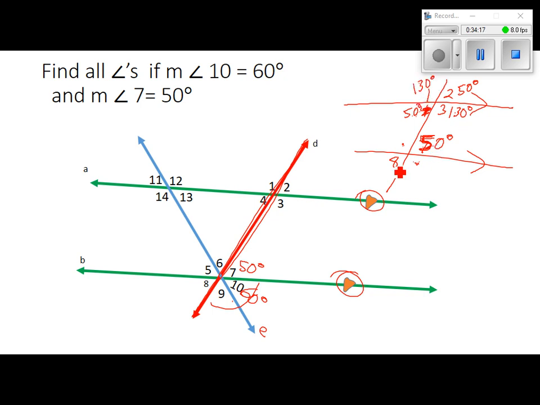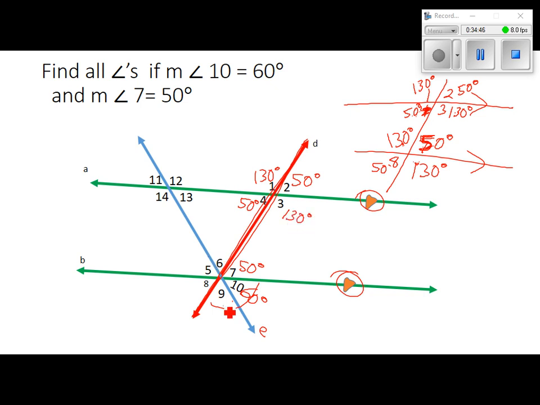Angle 8 and this angle are vertical angles, so it has to be 50. This whole thing here has to be 130. This whole thing has to be 130. So if I come back down here, I know that angle 1 is 130. I can write that in right there. Angle 2 is 50. Angle 4 is 50. Angle 3 is 130.